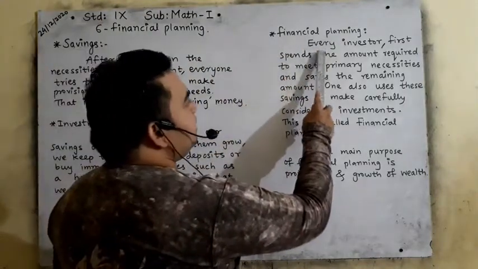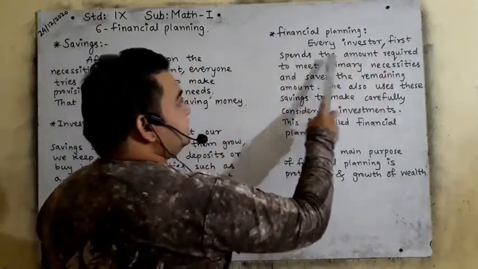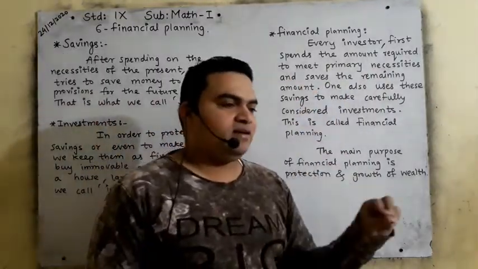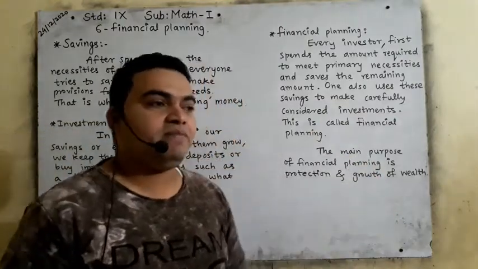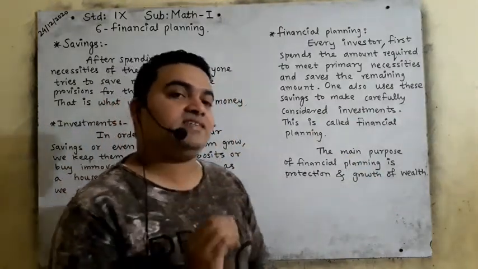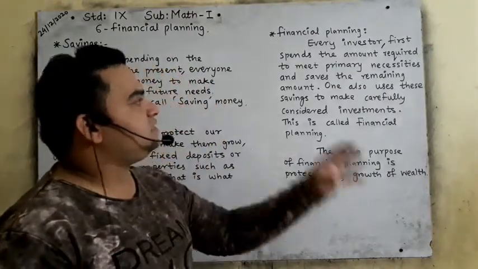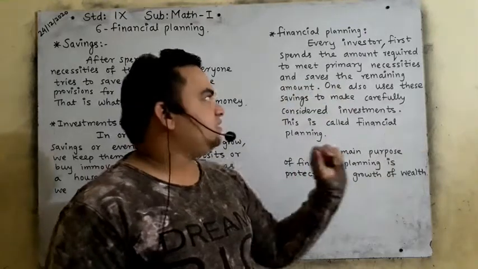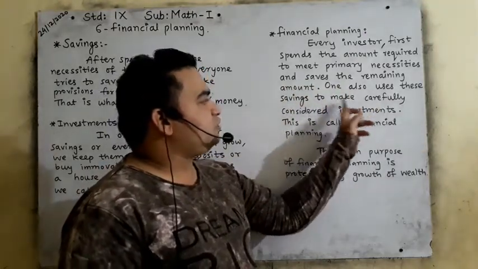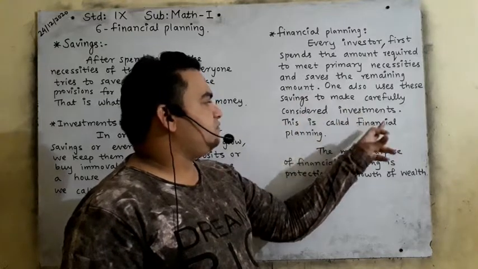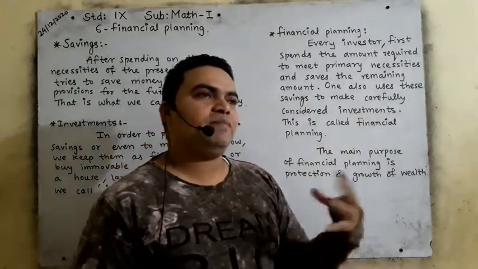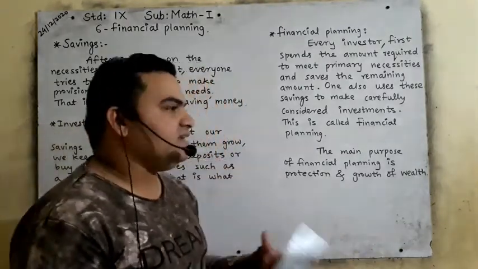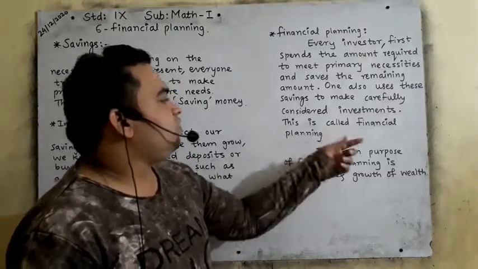What is financial planning? Every investor first spends the amount required to meet the primary necessities. Everyone spends some money on the primary needs which are very essential or necessary for our family. Then we save the remaining amount. One also uses these savings to make carefully considered investments, like some of them invest some money in land, house or gold or vehicles, or they do some business. So this is called financial planning.